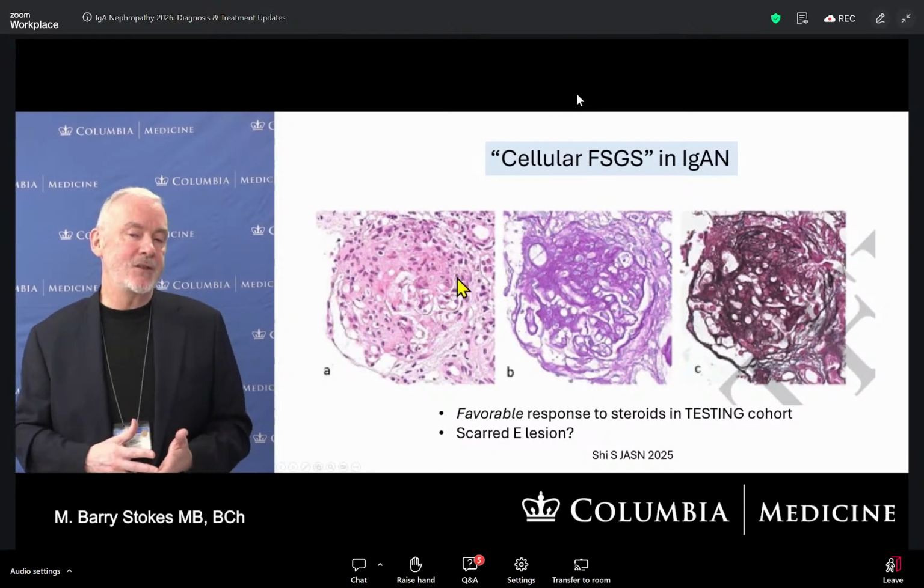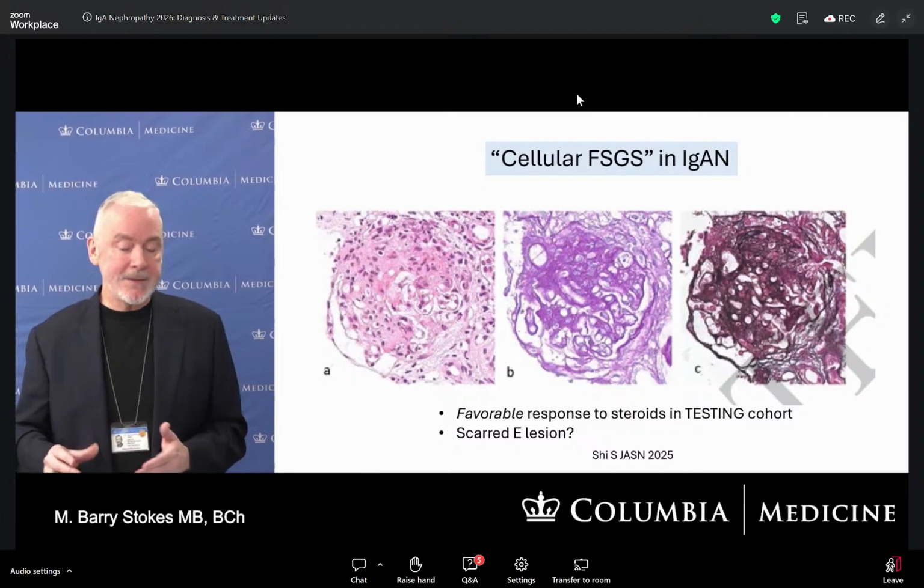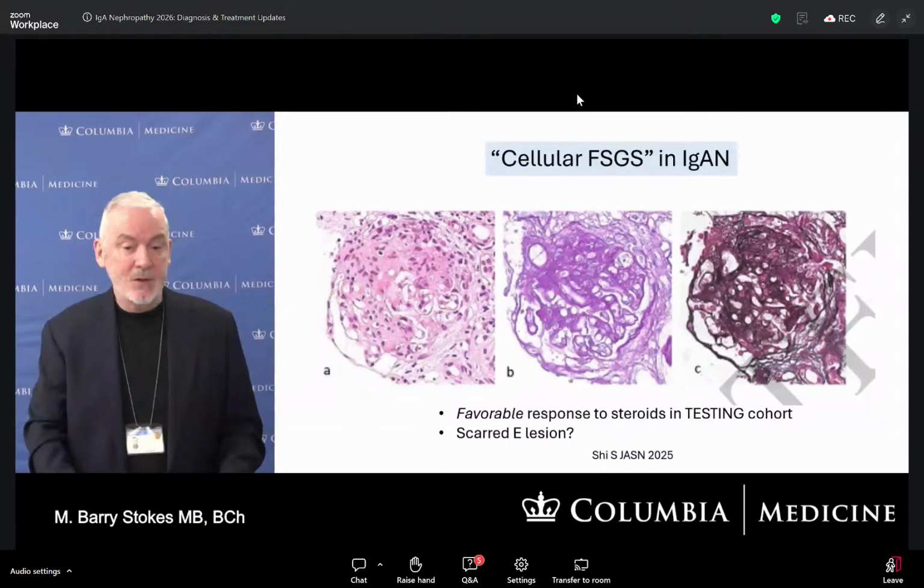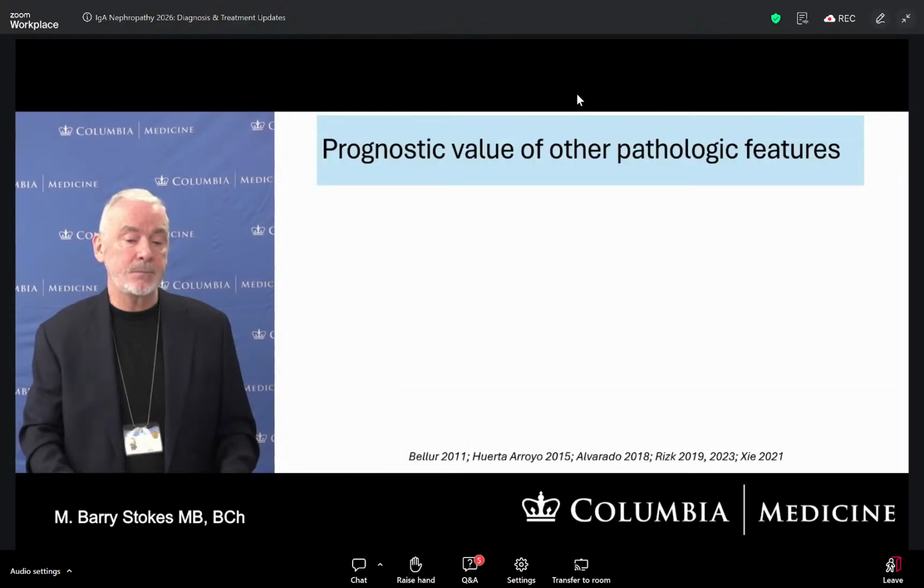How do you call lesions like this? Are they S, are they E, are they E plus S? Still have to work out how to categorize all of these different types of pathologic features.